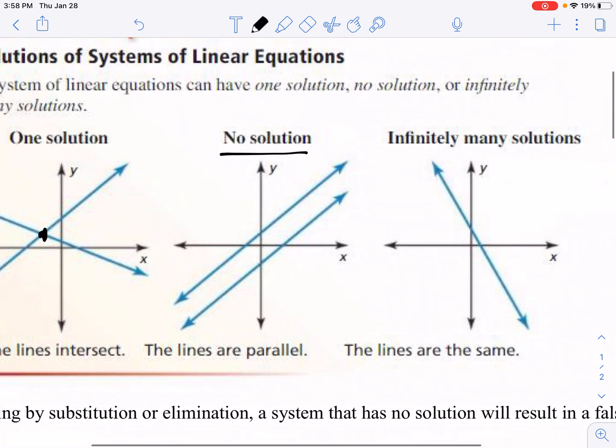And of course, if they were the same line, one line on top of the other, that meant they shared every single point and we had infinitely many solutions, okay? Now that was back when we were talking about graphing a system of linear equations. Now, the same rules here in a sense still apply when we're talking about it in terms of algebraically solving, such as by substitution and elimination. Okay, but what we look for is a little bit different. So visually speaking, we look for parallel lines or the same line.